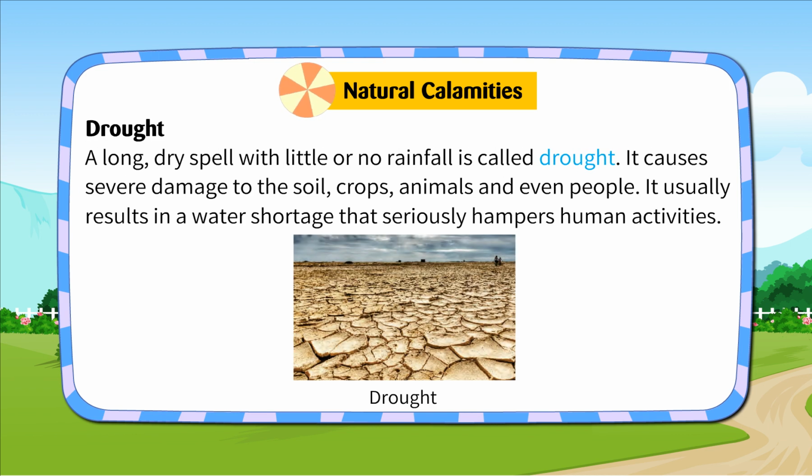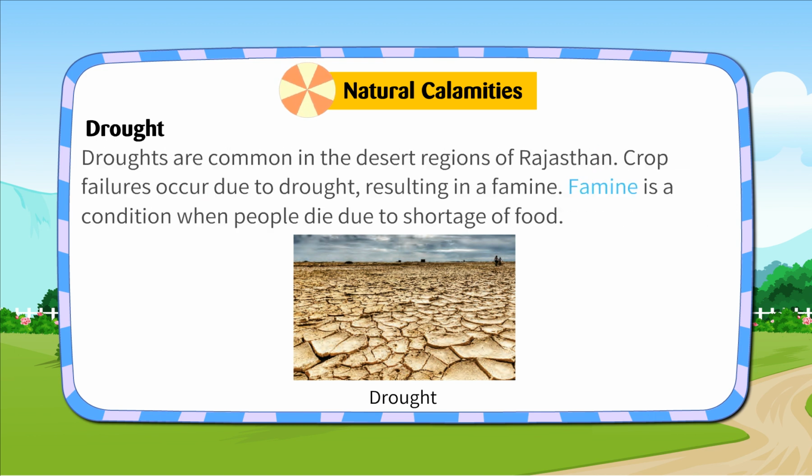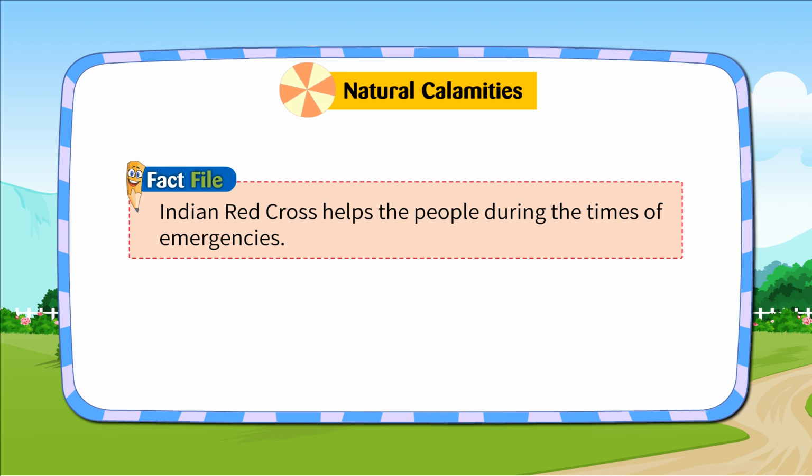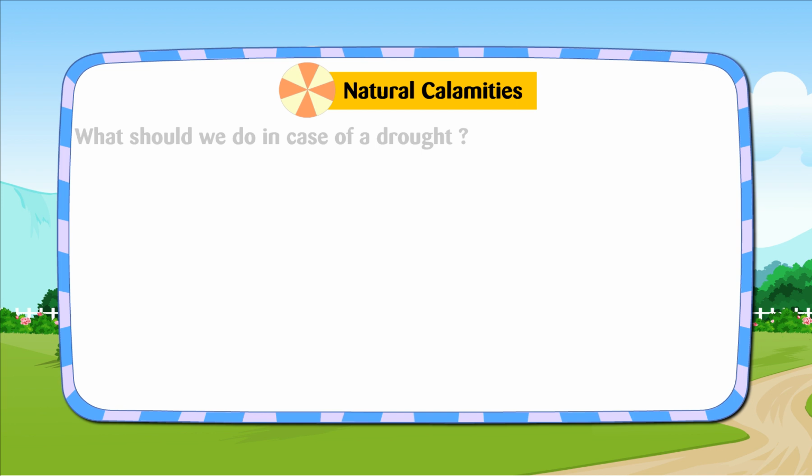Drought. A long dry spell with little or no rainfall is called drought. It causes severe damage to the soil, crops, animals and even people. It usually results in a water shortage that seriously hampers human activities. Droughts are common in the desert regions of Rajasthan. Crop failures occur due to drought, resulting in a famine. Famine is a condition when people die due to shortage of food. Fact file. Indian Red Cross helps the people during the times of emergencies.